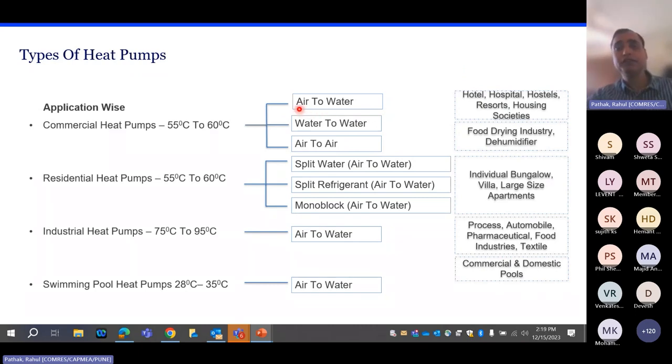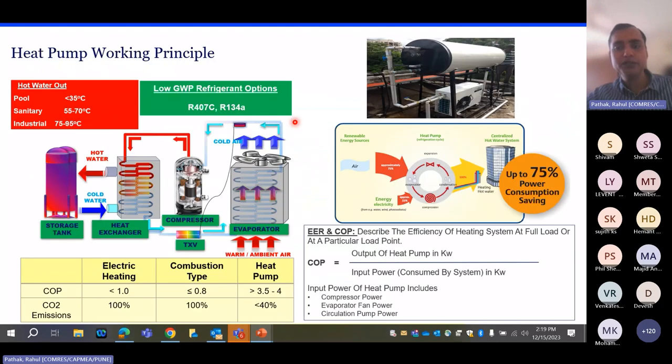If so, there are air to water heat pumps, then water to water heat pumps, or air to air. Air to air is actually for space heating, right? Now, water to water heat pumps are also available. If we go back to this chart, what I said is heat is extracted from air and delivered to water with the help of the heat exchangers. So it is an air to water heat pump, right?